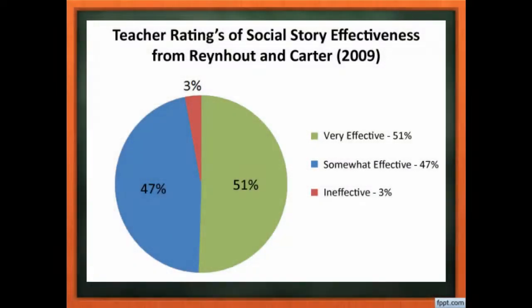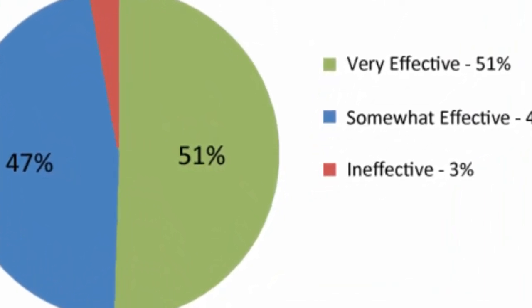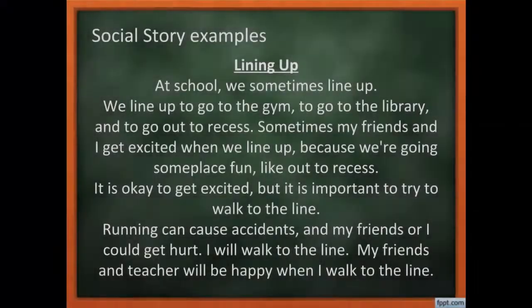Reinhardt and Carter surveyed teachers who teach children with autism and asked them about social story effectiveness. Only 3% said they were ineffective. We can conclude from this survey that social stories in the classroom can improve behaviors as perceived by teachers. Lining up is an example of a social story.